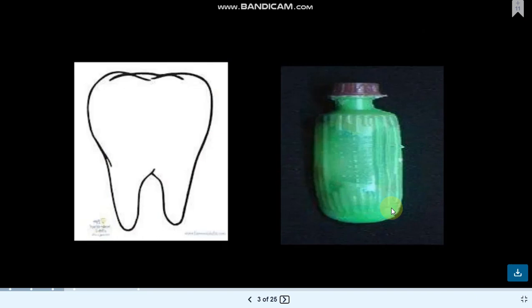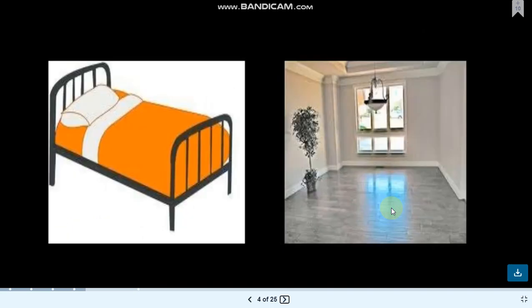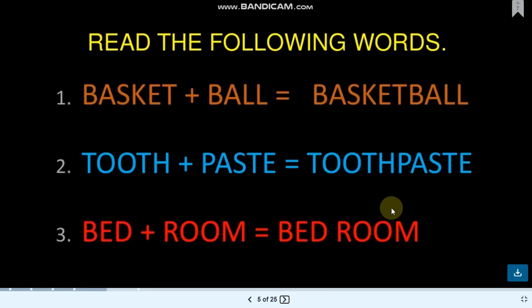Now I want you to write the names of those two pictures. Very good. Let's move on. Let's go to the third set of pictures. Now you have to write the names of those two pictures. Are you done? Let's find out.